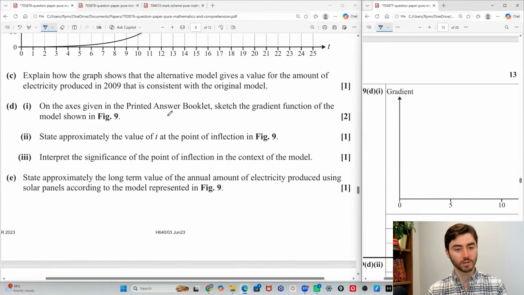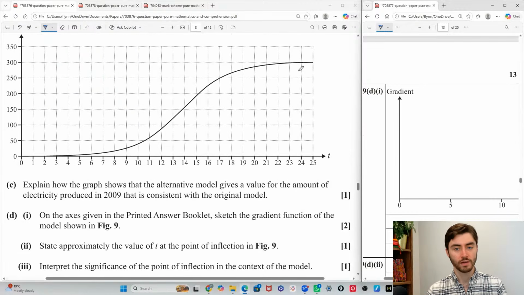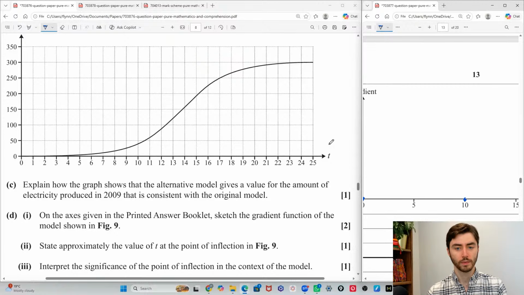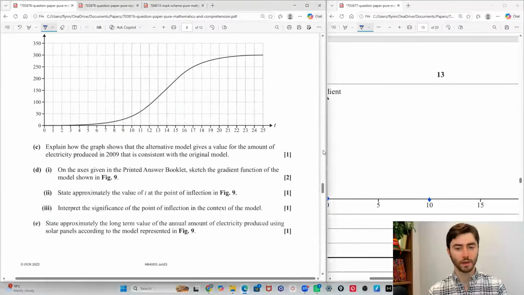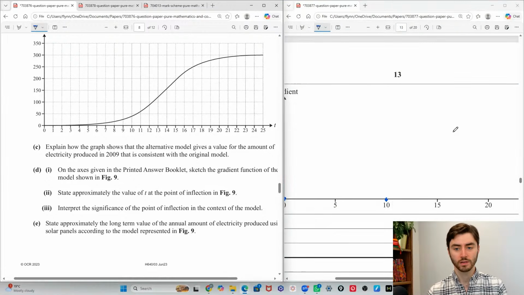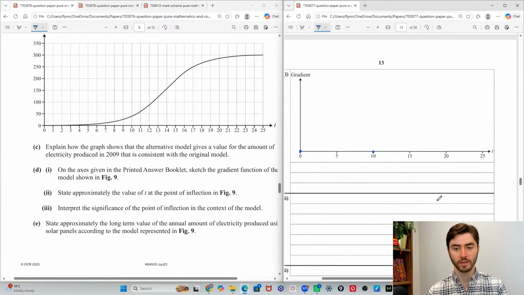Sketch the gradient function. Well, the gradient is 0 there and it's 0 there. Oh, wait, no. How am I going to do this? So I'm going to have to zoom out here and drag across here. And I'm going to have to zoom out of this one as well. But it's okay because the graph is still going to be clear. I know the gradient will be 0 at 25.